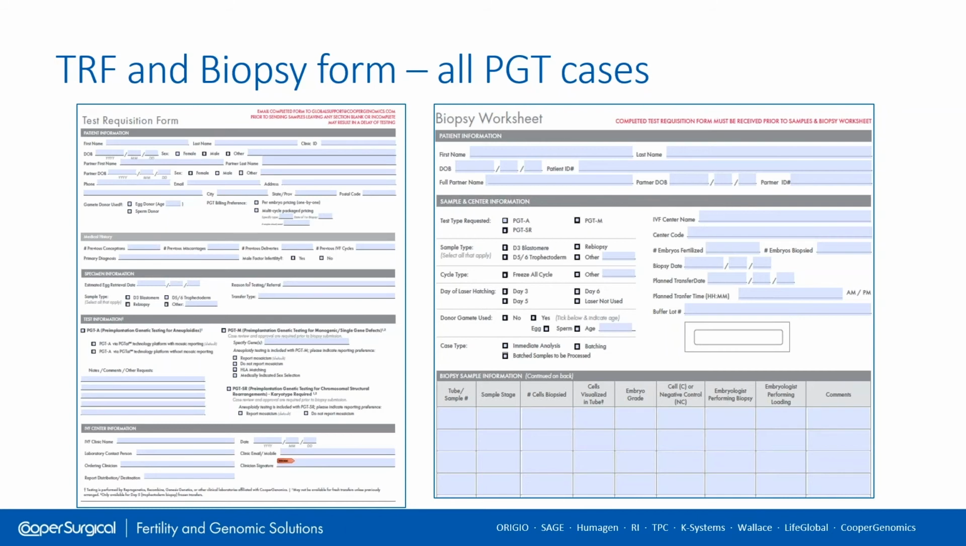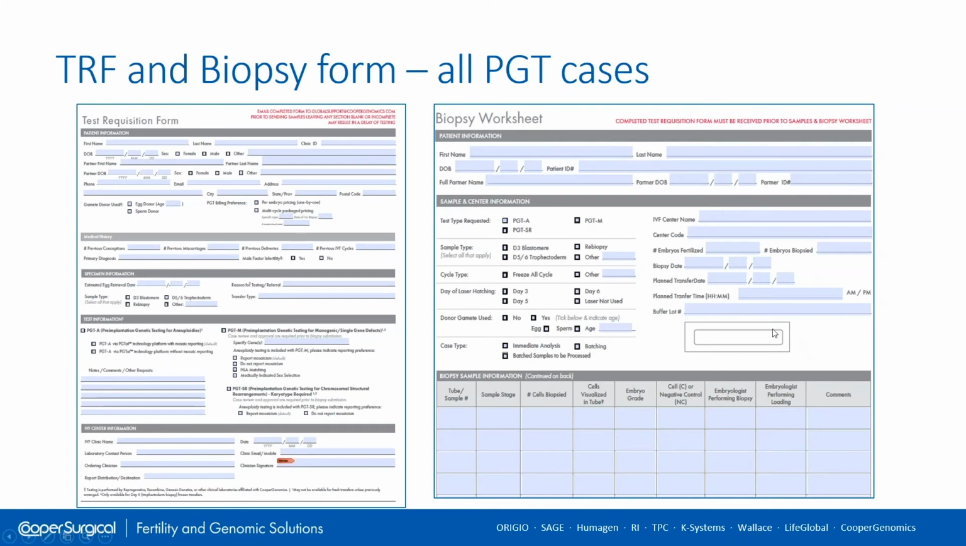A couple of other pieces of information about the sample. So how many cells were biopsied roughly? Of course, we know it's difficult to give the precise number of cells submitted to us for testing. Sample stage, embryo grade, and then who performed the biopsy? Once again, the embryologist performing the biopsy. This is the field that also appears on the report.